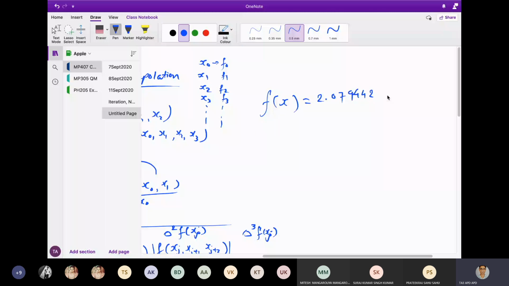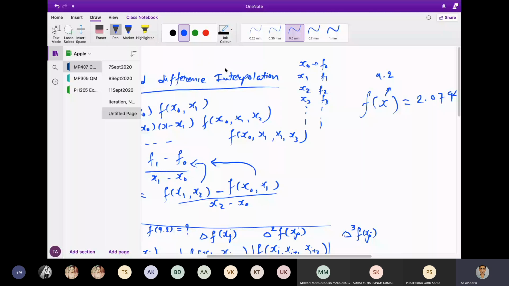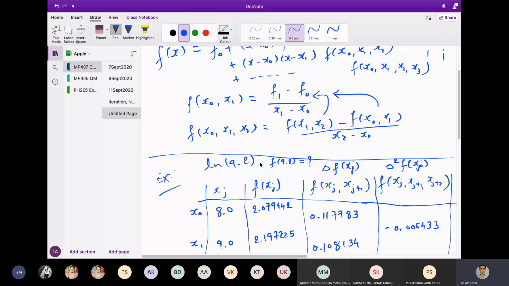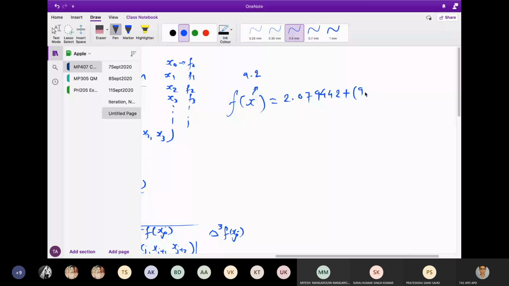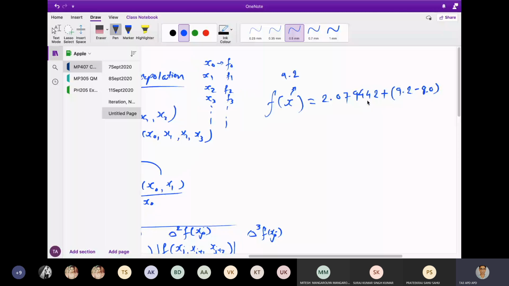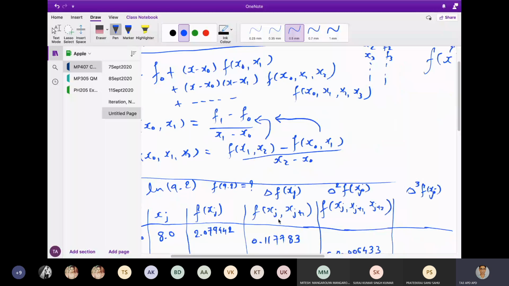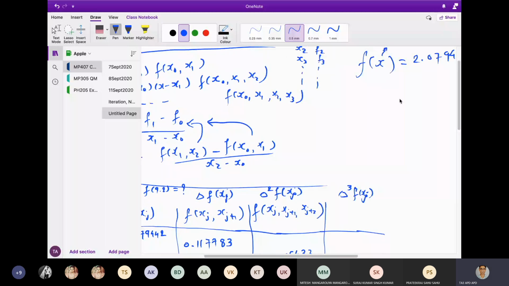So you will have plus x minus x naught. So okay, instead of x, I will just write down 9.2 because that is what we are working upon, to find out the value of f of x at x equal to 9.2. So 9.2 minus 8.0. Okay, that is x minus x naught into f of x naught x1. That is going to be the first divided difference, 0.117783.